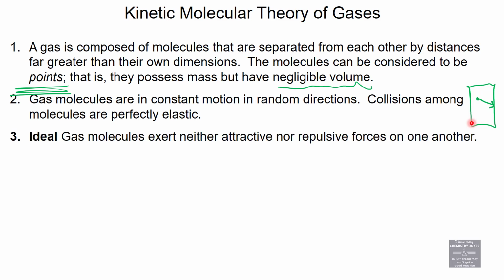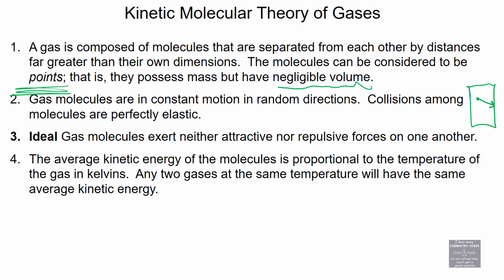Gas molecules exert neither attractive nor repulsive forces. So you just treat them as perfectly elastic collisions, meaning they bounce off of each other without any change in energy, ideal gases at least. This is the one we'll spend the most time on. The average kinetic energy of the molecules is proportional to the temperature of the gas in kelvins. Any two gases at the same temperature will have the same average kinetic energy.